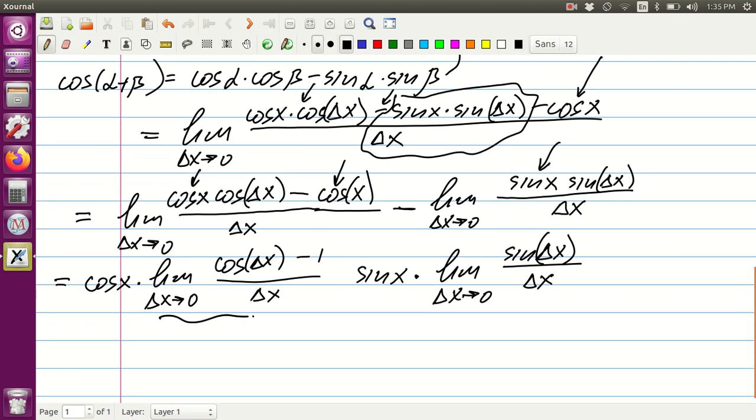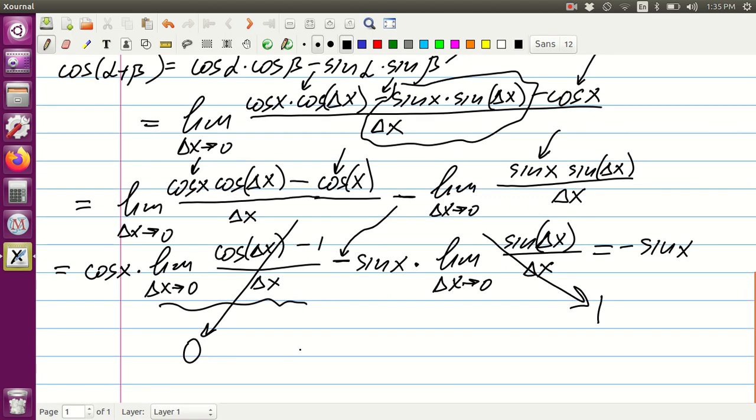So this is our famous limit. We know this limit is equal to 0. So the first part of the expression will be 0. I forgot to write my minus. Alright, so we know this famous limit is just 1. Finally, we have our answer: negative sine of x times 1.